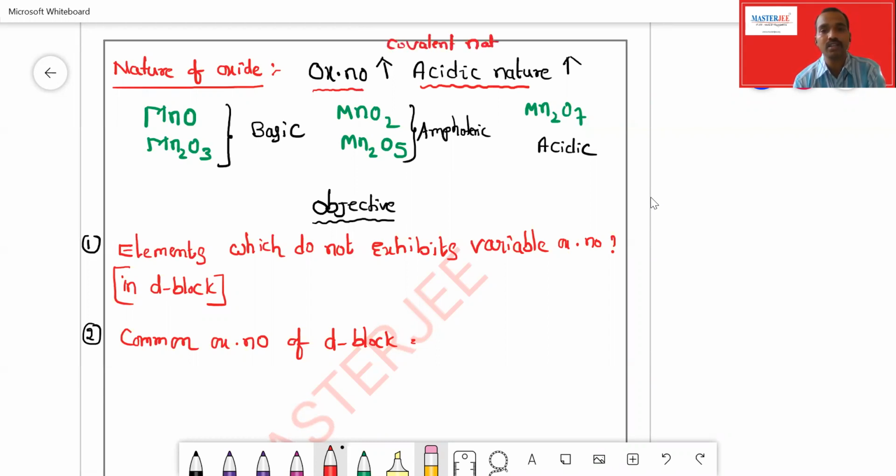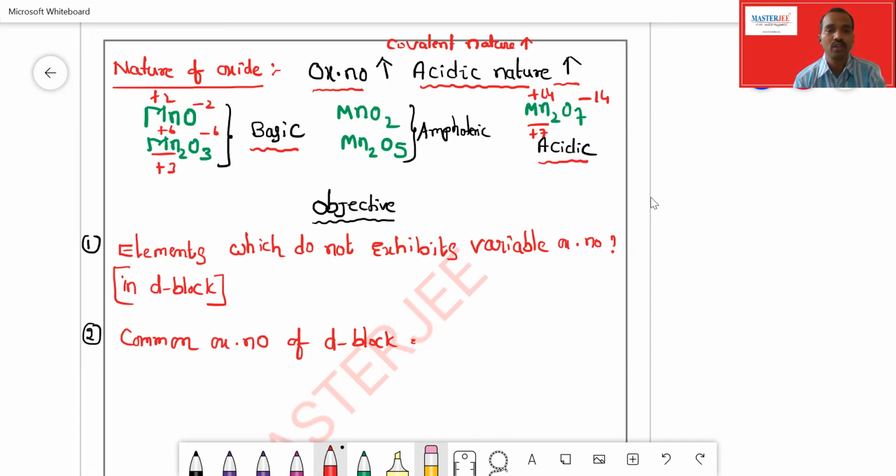Covalent nature increases. As a result, acidic nature also increases. For example, see here: MnO, Mn2O3, MnO2, Mn2O5, Mn2O7. In these species, where the metal is exhibiting a lower oxidation number, like +2 or +3, it is basic in nature. Where it is exhibiting the highest oxidation number, +7, it is acidic in nature.